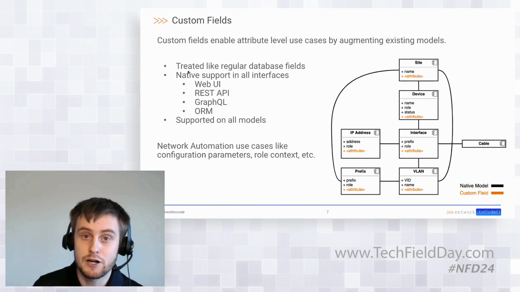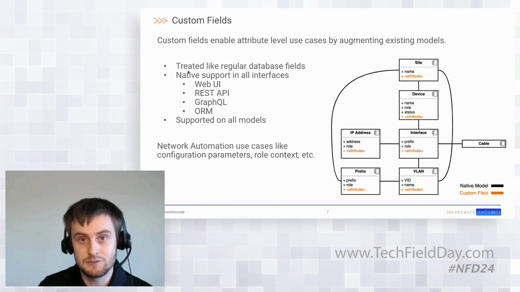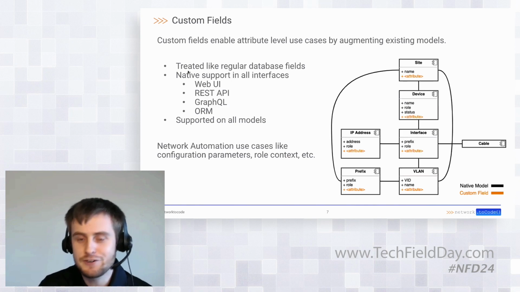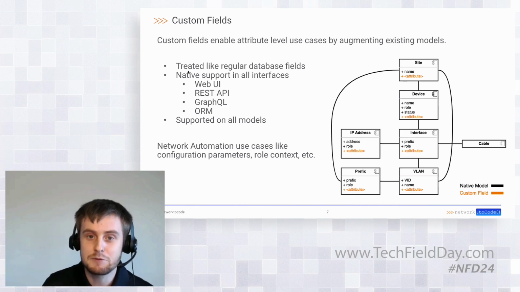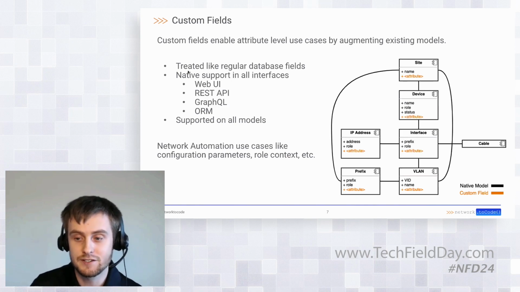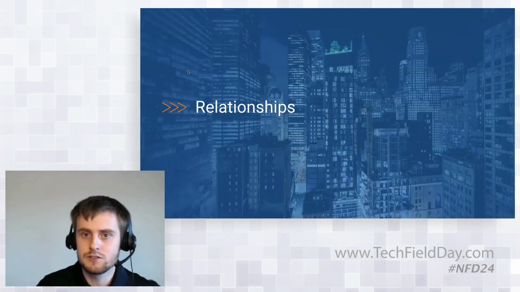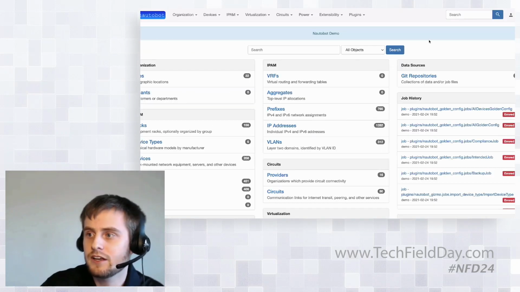Things like configuration parameters. If you're at the point where you're deriving actual device configuration from the data in your source of truth, you're going to find different protocols with different knobs and things like that. There might be use cases for custom fields where you need to define that data somewhere within the topology of the network data model. So let's take a quick look at that.